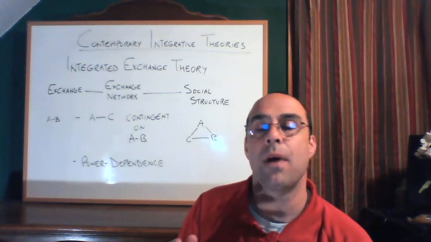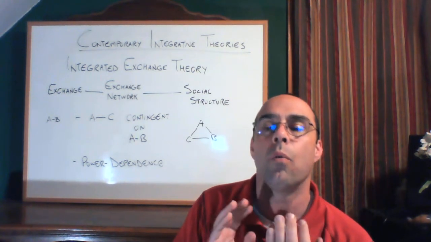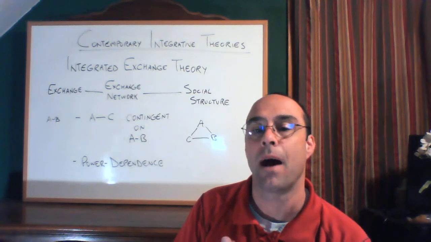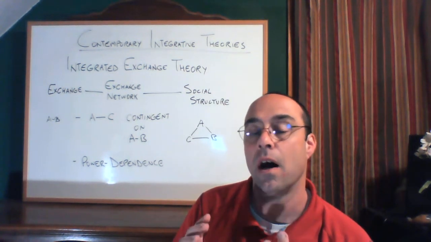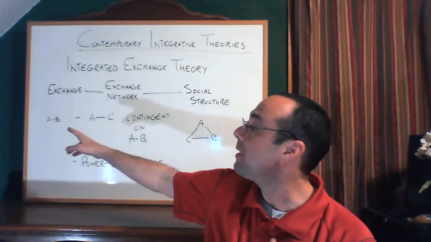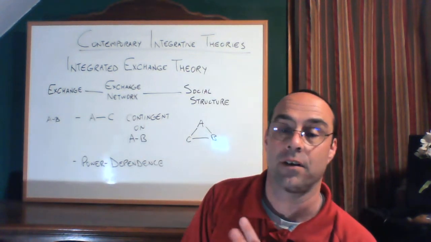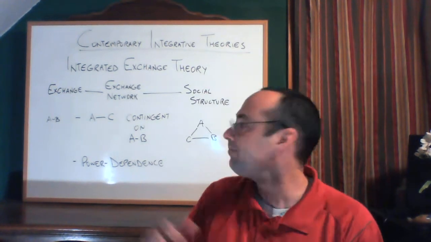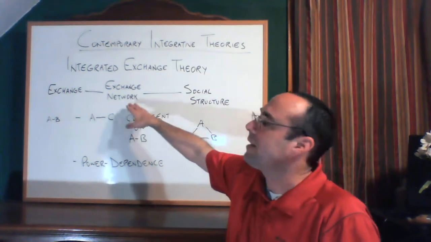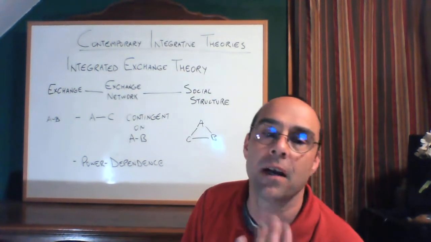Emerson's big idea is to say the way to get up to social structure is to think about networks of relationships. So A is connected to B, but A, B, and C could also be connected together. So how do we do that? Here is his bridging idea. His big concept is exchange networks, and I'll explain them to you.